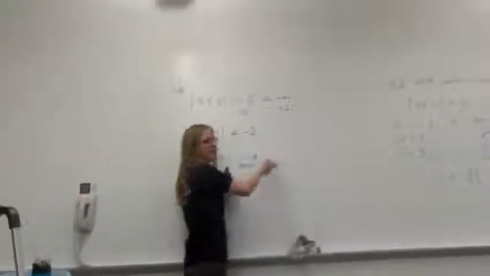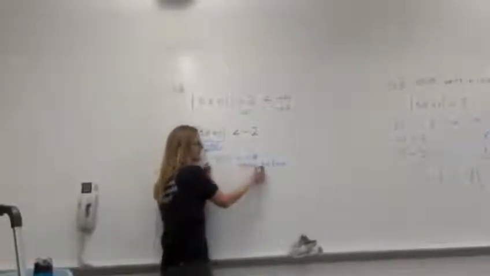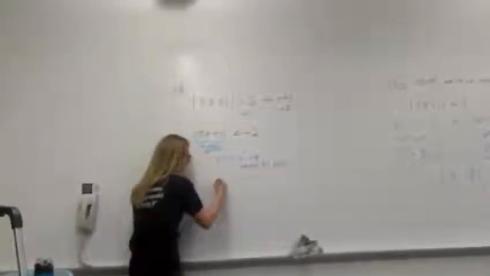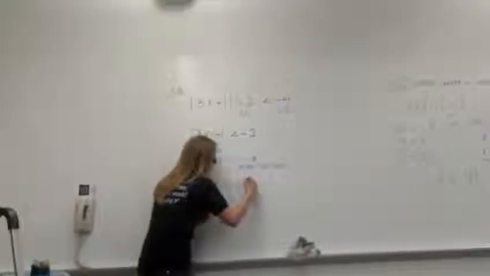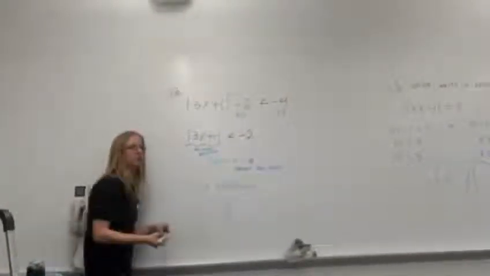And you don't have to write that in like the test or anything. I'm just writing that so you have that in your notes. Anytime you have a positive less than a negative number, it will never be true. So there's no solution. And you can write that as this symbol if you want. That means no solution.